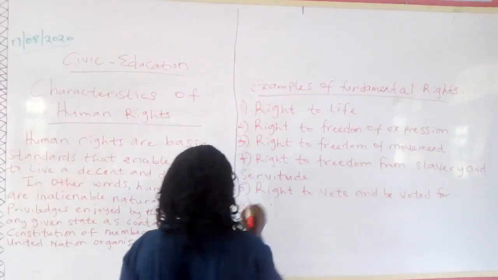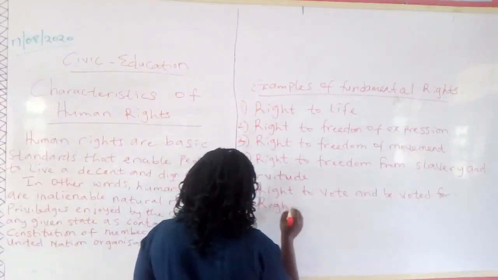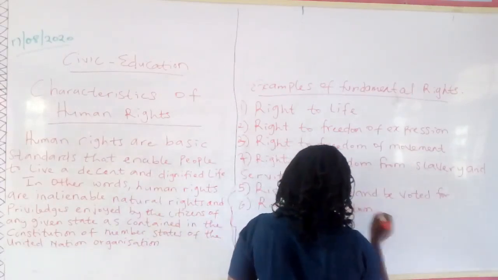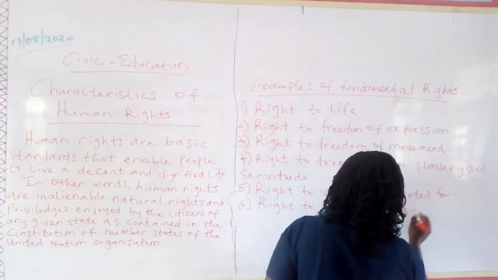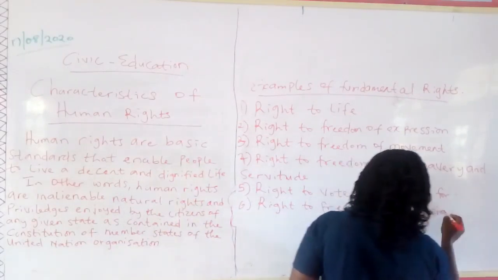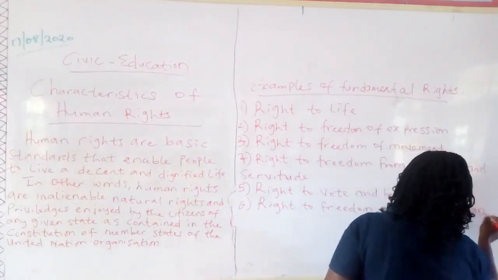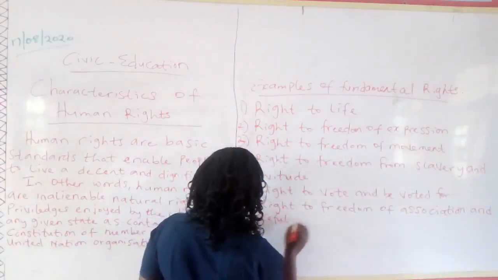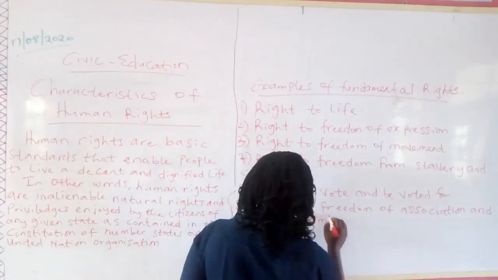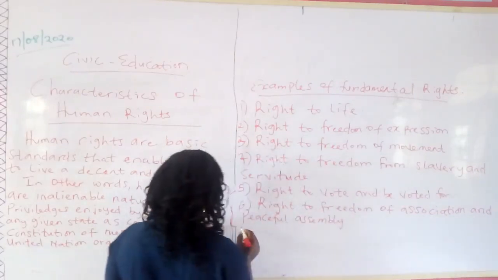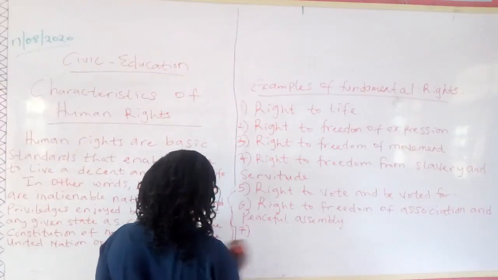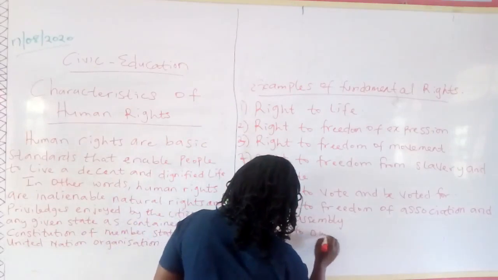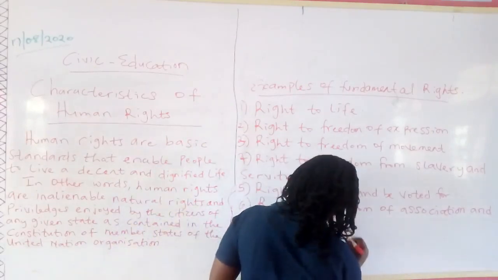We also have right to freedom of association and peaceful assembly. Then we also have right to own private property.